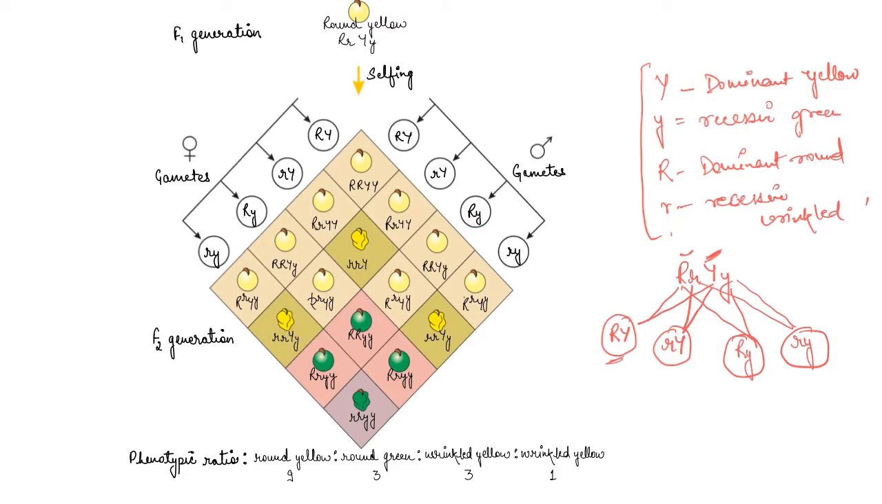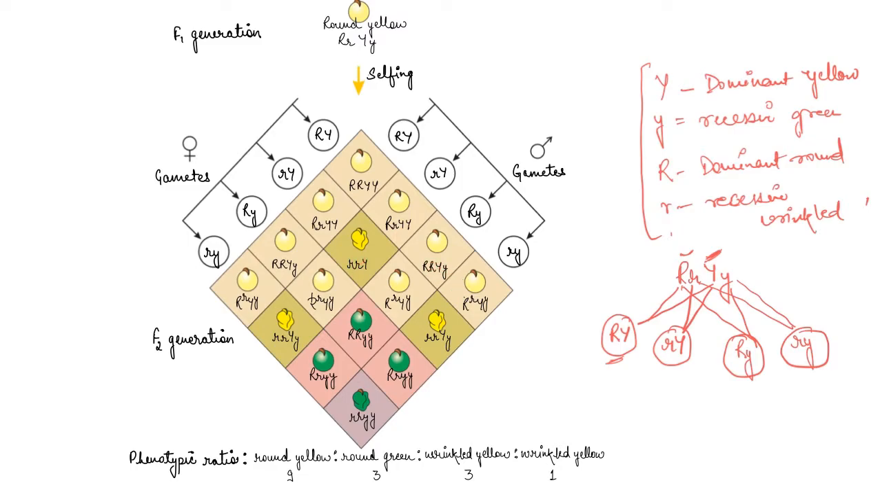Again, in the third case, you'll cross this and this, this and this, this and this, and this and this here. Again, in the fourth case, you'll cross all four with this one, and you'll get these results. So if you see again this line, what is happening is again you have at least one dominant round and one dominant yellow, all are round and yellow.